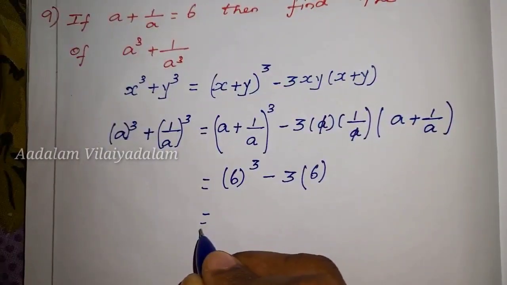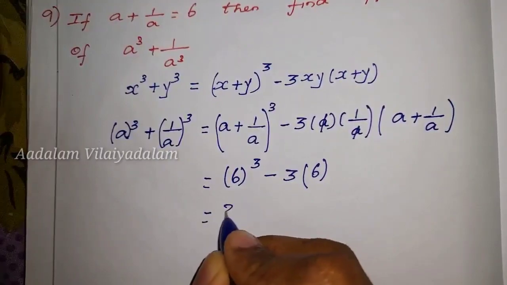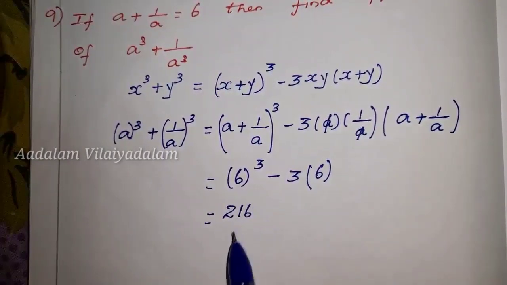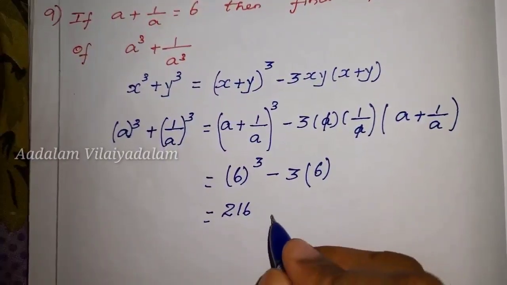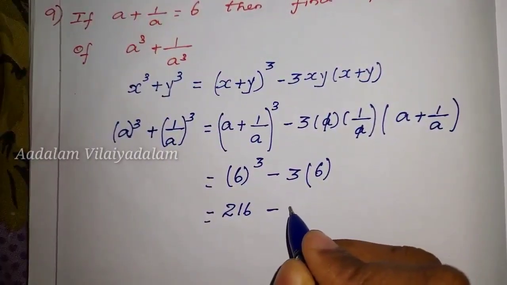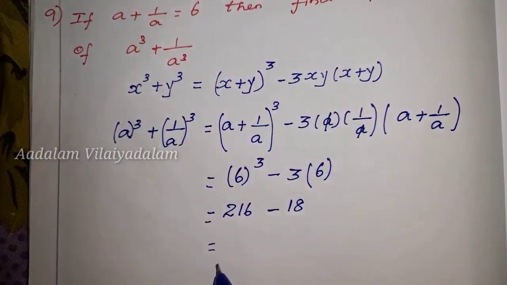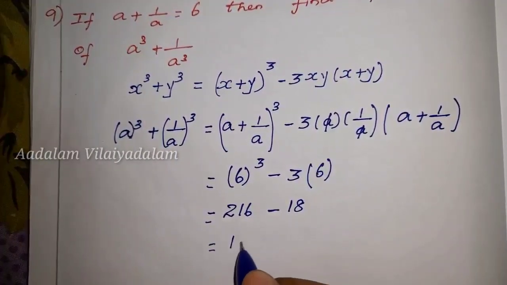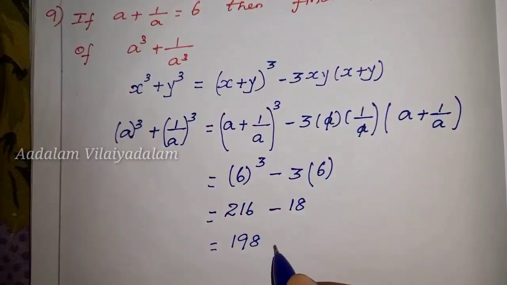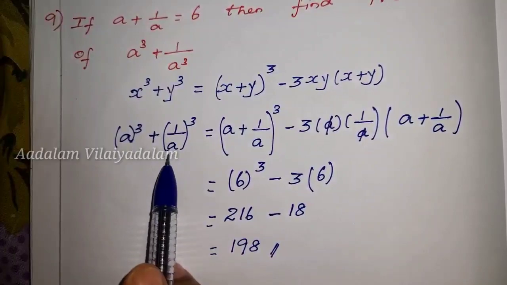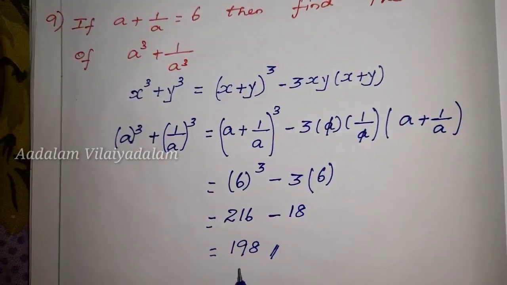So 6 cube value is 216. 6 6s are 36, 36 into 6 is 216. 216 minus 6 3s are 18. Now 216 minus 18, so the answer is 198. So the value of a cube plus 1 divided by a cube is equal to 198.